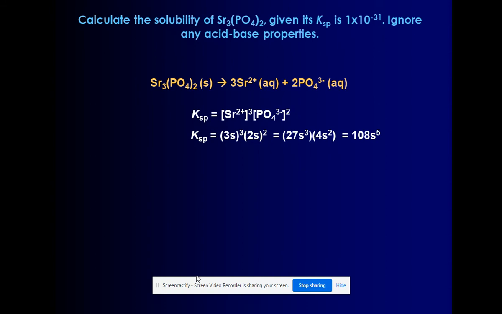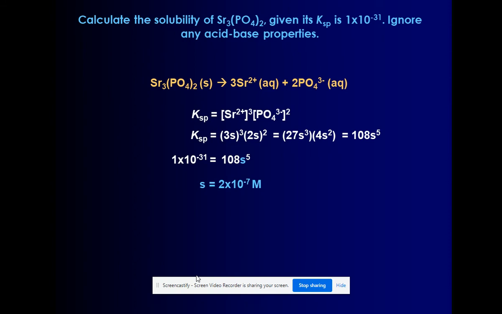I know the value of Ksp, it was given to me, 1 times 10 to the negative 31st. So if I go through and mathematically solve for s, I can get the solubility of strontium phosphate, 2 times 10 to the negative 7th. If I had asked you for what strontium's concentration would have been, it would have been 3 times that, so 6 times 10 to the negative 7th. And phosphate would have been twice that, 4 times 10 to the negative 7th.